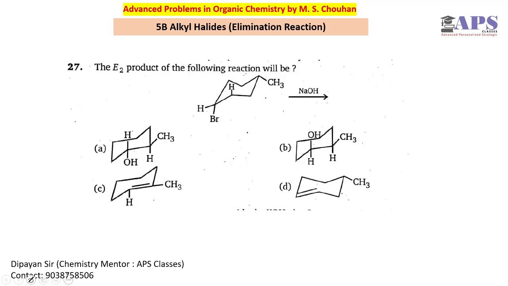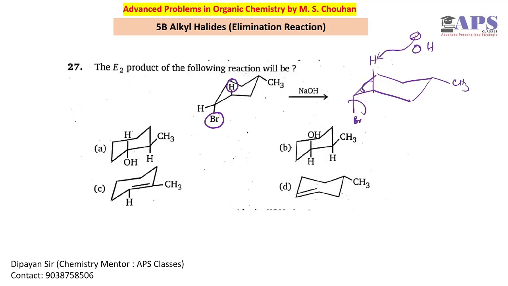So again we have to find the E2 elimination. If this is below the plane, this should be present above the plane in anti-periplanar nature. So we can draw it properly like this. This is below the plane, this is above the plane, this is methyl. So OH minus can abstract this one, C=C forms, and Br will be eliminated. Okay, so we will have this kind of product. Okay, so option D is the correct one.